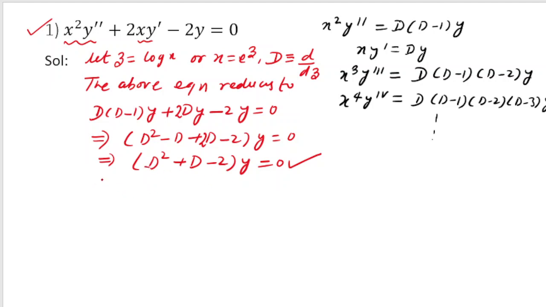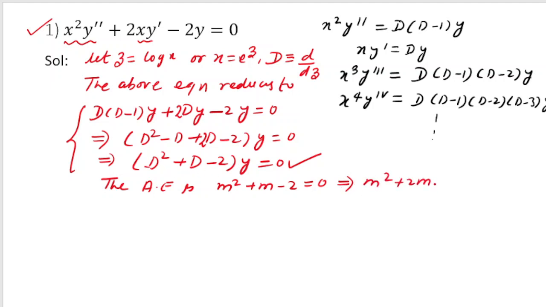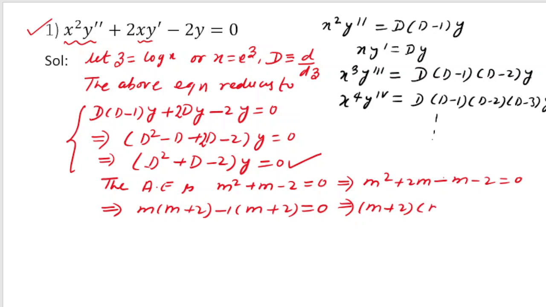To solve it, what do we write? We write the auxiliary equation. The auxiliary equation is m square plus m minus 2 is equal to 0. The only thing we have to do here is this, and the rest we already know. We have already seen in the previous video how to solve this kind of linear differential equation. So I will write m square plus 2m minus m minus 2 is equal to 0. Here I can take m common, m plus 2, and here I can take minus 1 common, that is m plus 2. So this gives m plus 2 into m minus 1 is equal to 0. So we have got two roots which are real and distinct, that is minus 2 and 1.